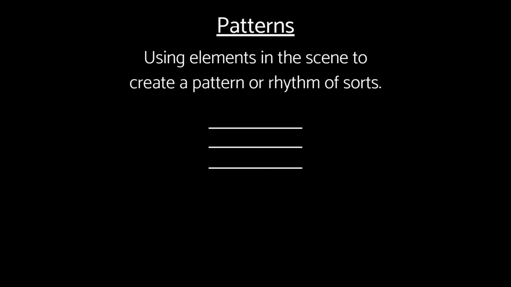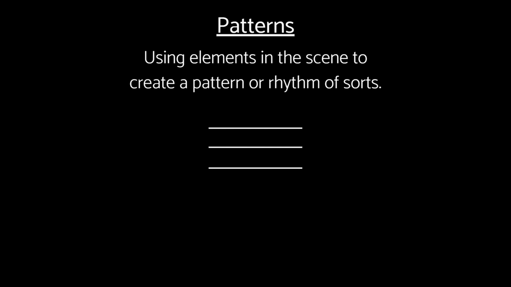It involves using elements in the scene to create a pattern or rhythm of sorts. This could be anything from repeating lines, shapes, colors, or textures. This technique helps to draw the viewer's eyes around the frame and creates a sense of movement and flow. For example, you could have a landscape with several trees in the background and then use some rocks or stones in the foreground to create a pattern. This helps break up the monotony of the photo and adds visual interest.